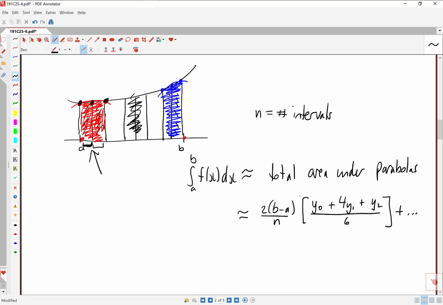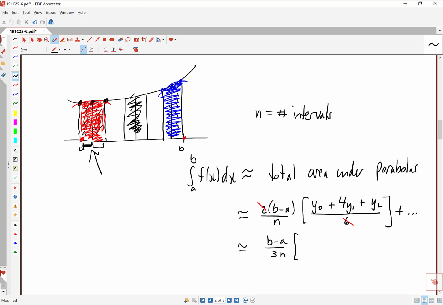here because this is just the area under the first parabola, and we're going to have more parabolas like that as we work our way across the x-axis. So you can start to see where the formula is going to come from because you're going to get cancellation between the 2 and the 6 here. So that explains why we end up with a b minus a over 3n out in front.